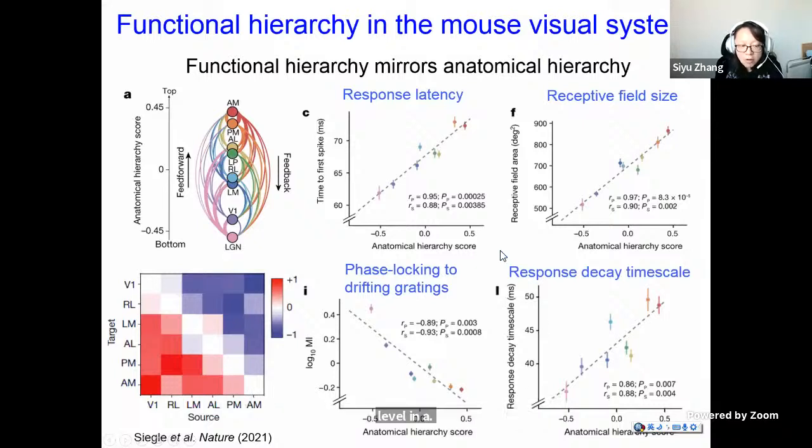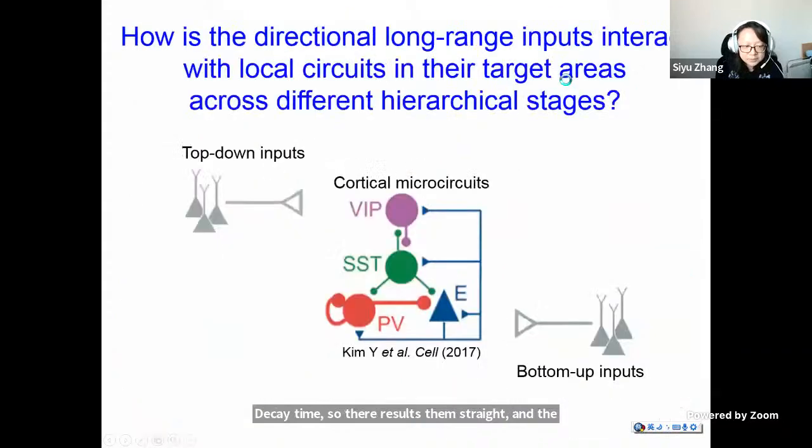In addition, all 4 popular measures of hierarchical processing change across the anatomical hierarchy. The neurons in the areas with higher level of hierarchy have longer response latency, larger receptive field size, less phase locking to drifting gratings, and longer response decay time. So their results demonstrate that the functional hierarchy mirrors anatomical hierarchy. So now we know the hierarchy of the mouse brain and the direction of the long-range inputs.